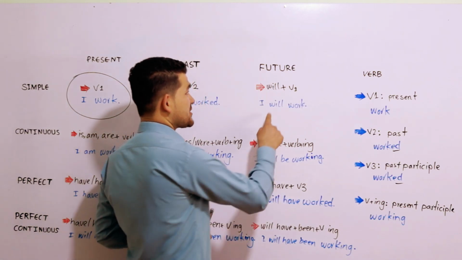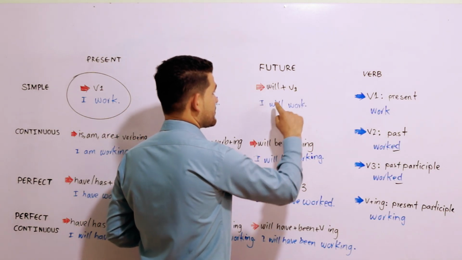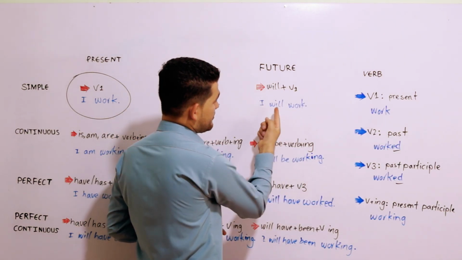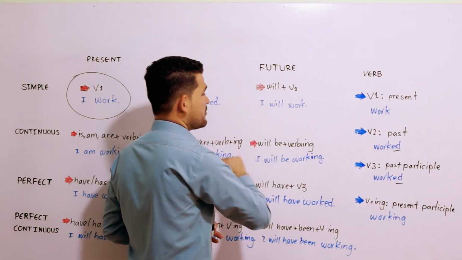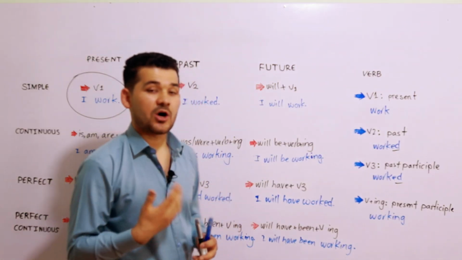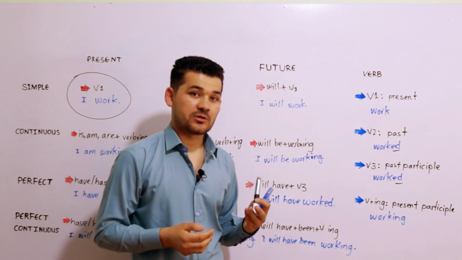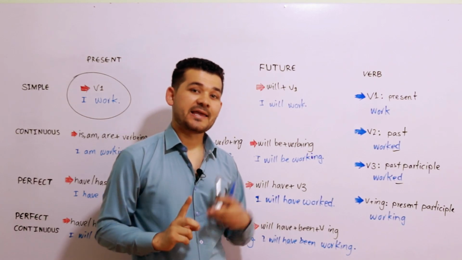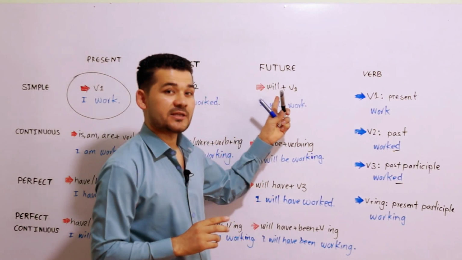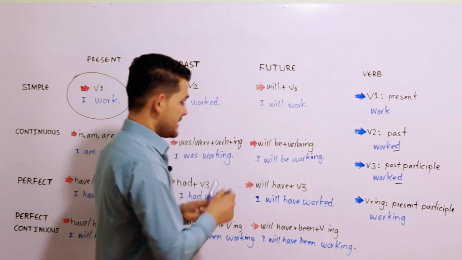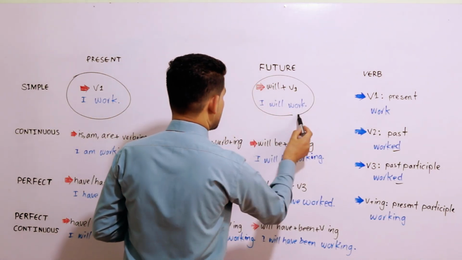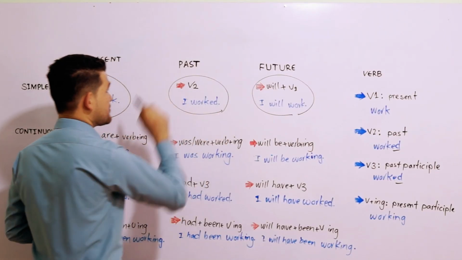And in this part, with future simple, we can also use shall, like I shall or we shall. With first person, I and we, we can also use shall instead of will. So that is future tense. And this is past tense.